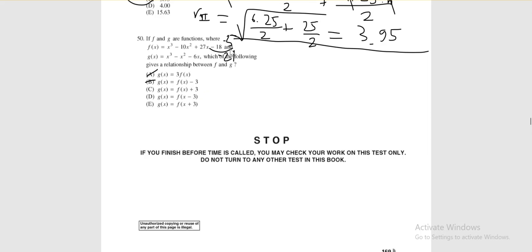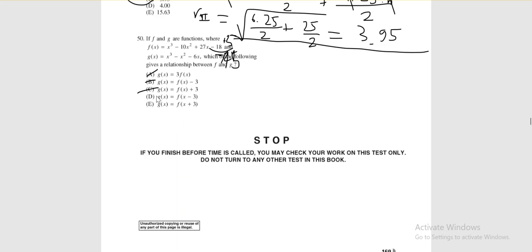Similarly, C is also wrong, because if we add 3 here, the y-intercept will be minus 15, and g doesn't have a y-intercept, so C is wrong. So we are left with D and E.